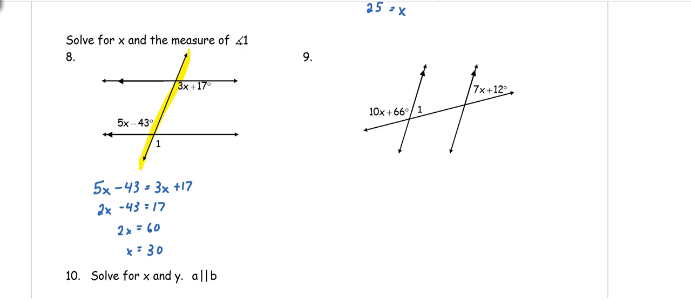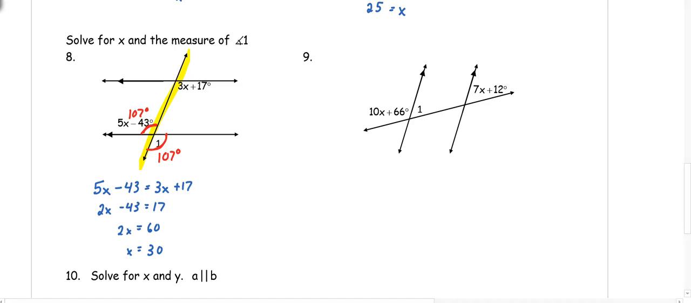Once we know that x is 30, we can find angle 1, because this angle right here, 5x minus 43, and angle 1 are vertical angles. So I'm going to substitute 30 in for x. So 5 times 30 minus 43 gets me an angle measurement of 107 degrees. And since they're vertical angles, that means the measure of angle 1 has to be the same, which is 107 degrees.